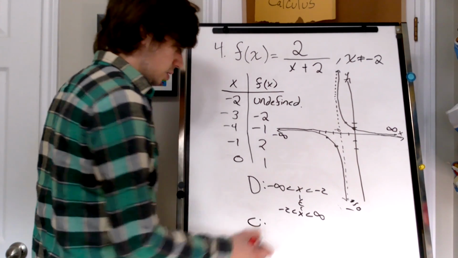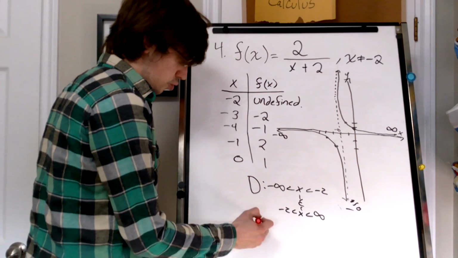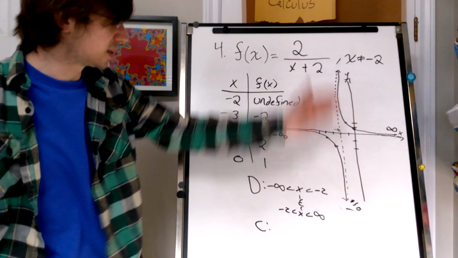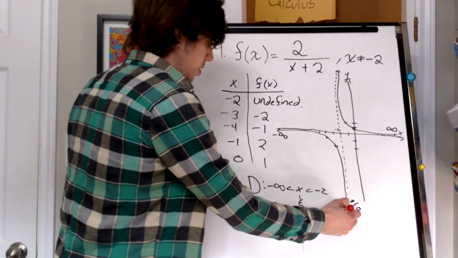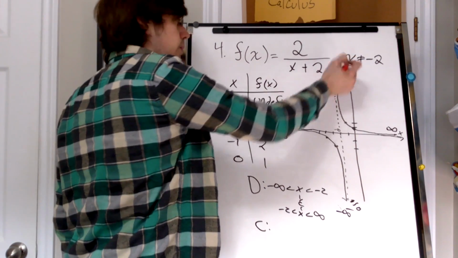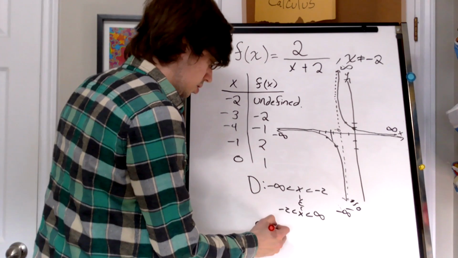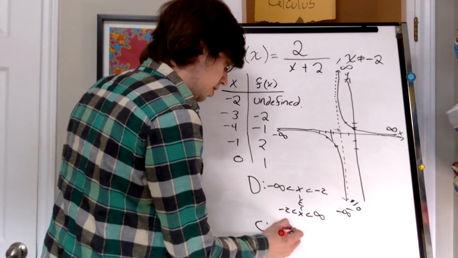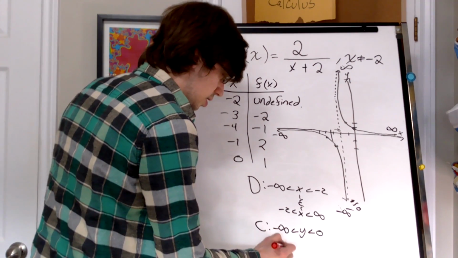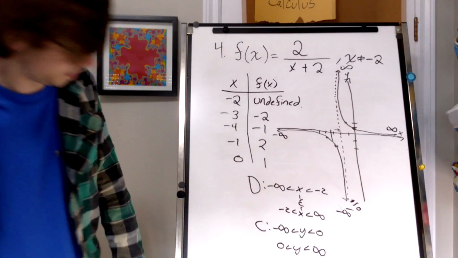But codomain. Codomain is the y-axis. It's going to -infinity. It's also going to infinity, but it's not crossing the 0 line. So in that same way, -infinity is less than y, which is less than 0, and 0 is less than y, which is less than infinity.